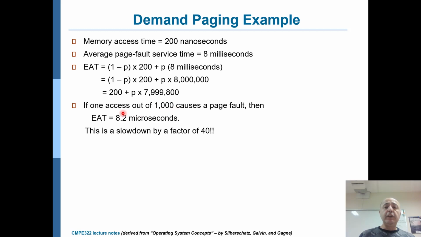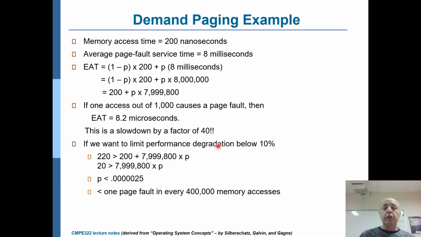So if you have a page fault rate of 1 over 1000, so out of 1000 memory accesses, only one of them causes a page fault. 999 are just finding whatever they need already in memory. Then the effective access time would be 8.2 microseconds, which is 40 times slower than this 200 nanoseconds. So it is actually terrible.